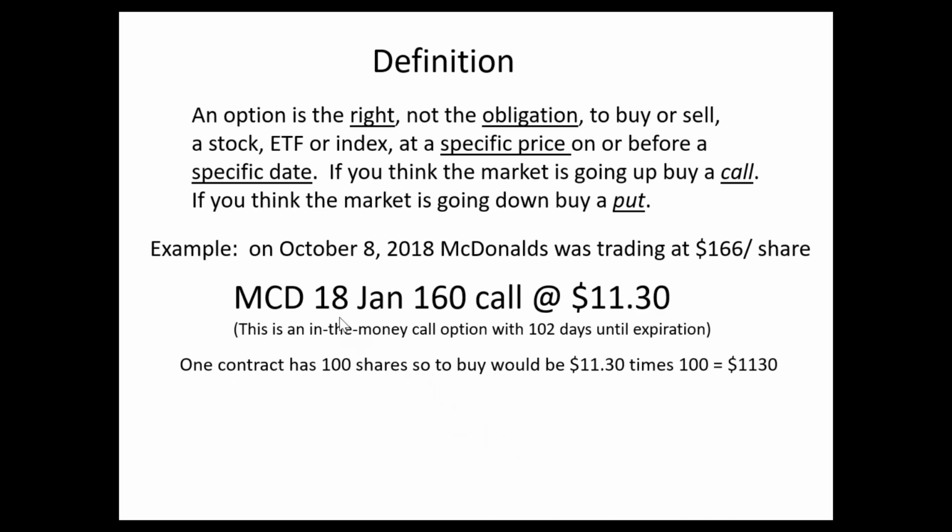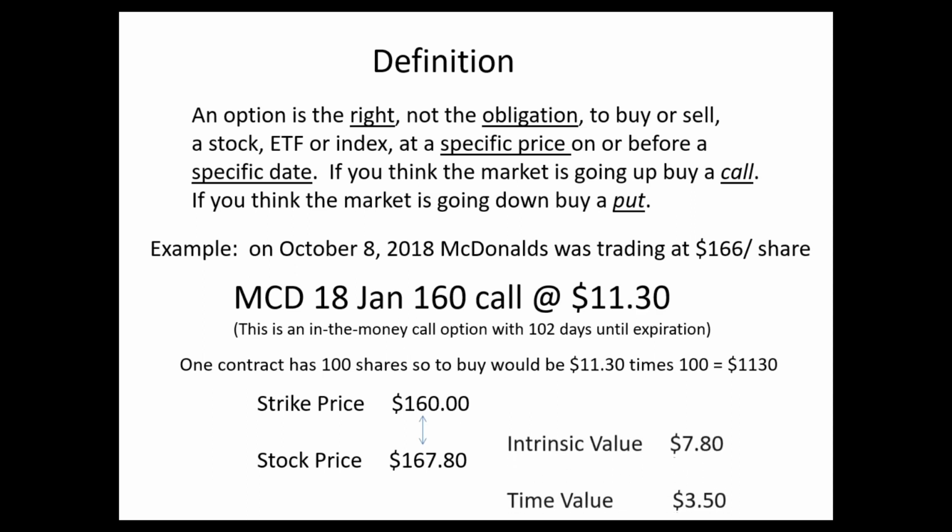Okay, and it's now October 8th. You're going out to 18 January. You're going out about 102 days for that option. You're going to pay $11.30. Now let's take a look at it. The option that you paid for is $160. It's currently at $167.80. So an option has 2 values.